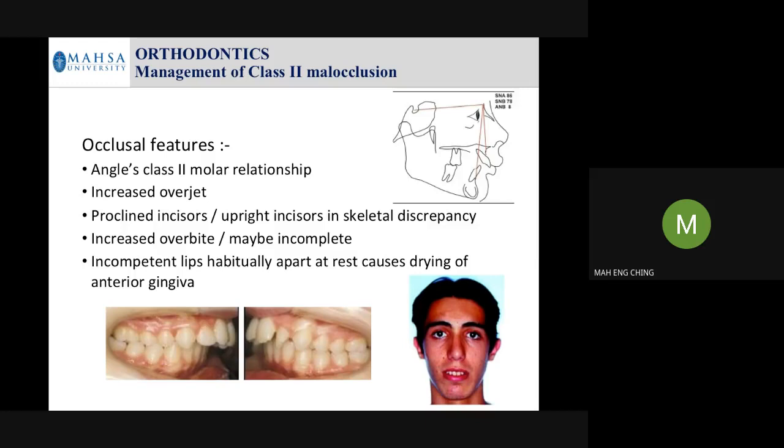Then usually if they are not complete, then they have a reduced or average overjet. If they increase, then usually have deep bite or increased overbite. And it can be incompetent lips, habitually apart at rest, cause the drying of the anterior gingiva. It's not only the drying of the anterior gingiva, then most of the time they dry the lip also. Because if you have a lip incompetency, then a lot of people, they tend to breathe through your mouth rather than the nose. Then it causes dryness to your lips. Then sometimes you're not careful, the lip can crack and cause a bleeding. So you look carefully, you pay attention, then you pick up all these signs and symptoms from the patients.